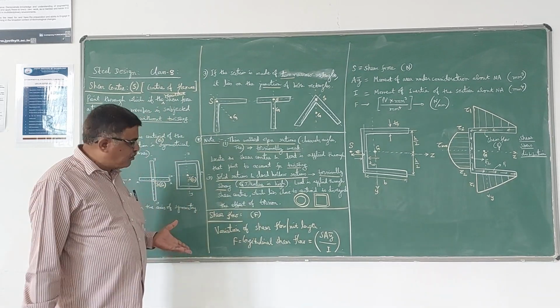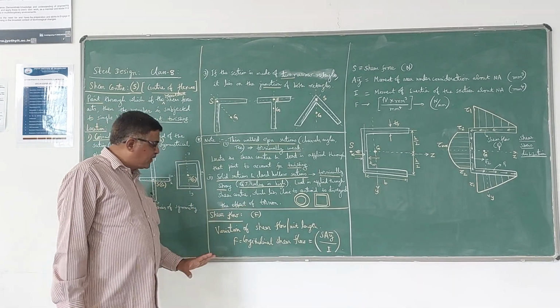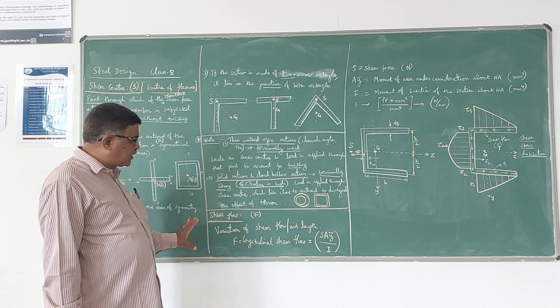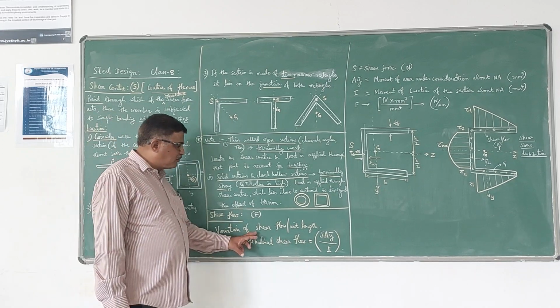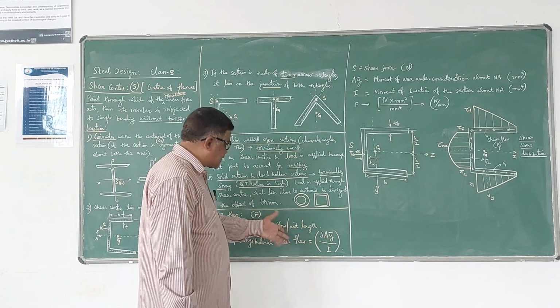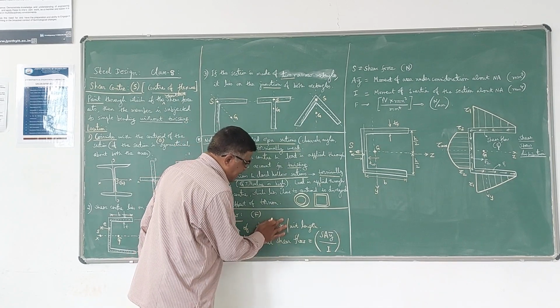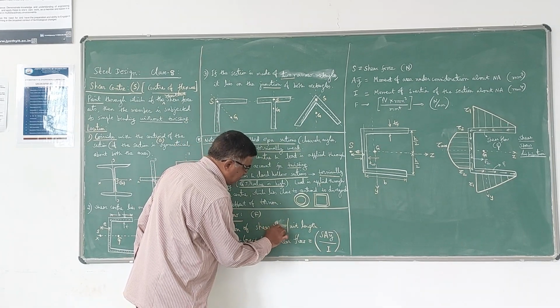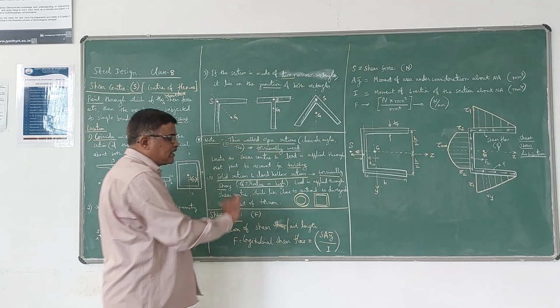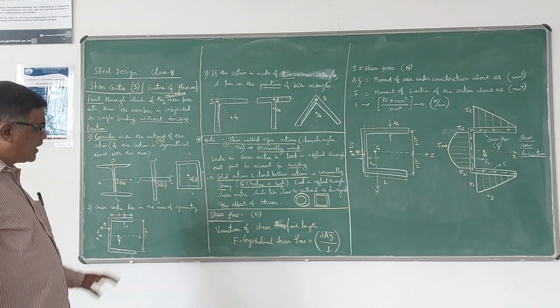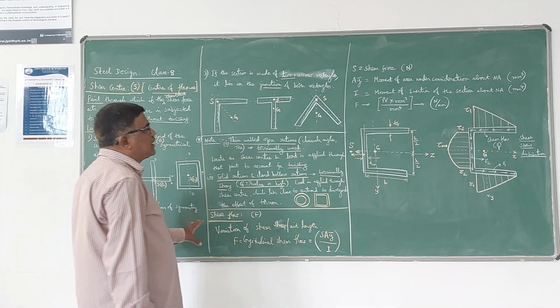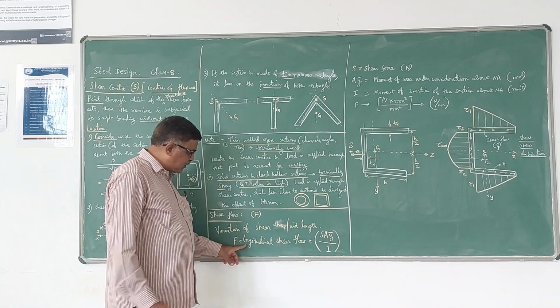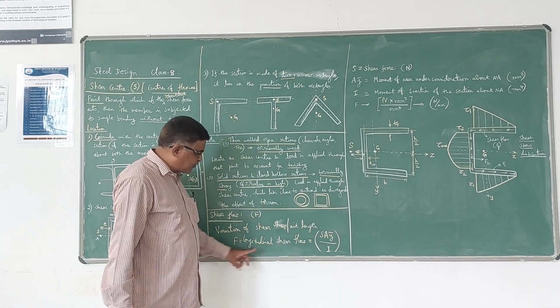And we will define one important term called shear flow, that is F. Shear flow is nothing but variation of shear stress. You can take variation of shear stress per unit length. That is called the shear flow, and its unit is Newton per millimeter. It is given like this. So it is called longitudinal shear flow F.